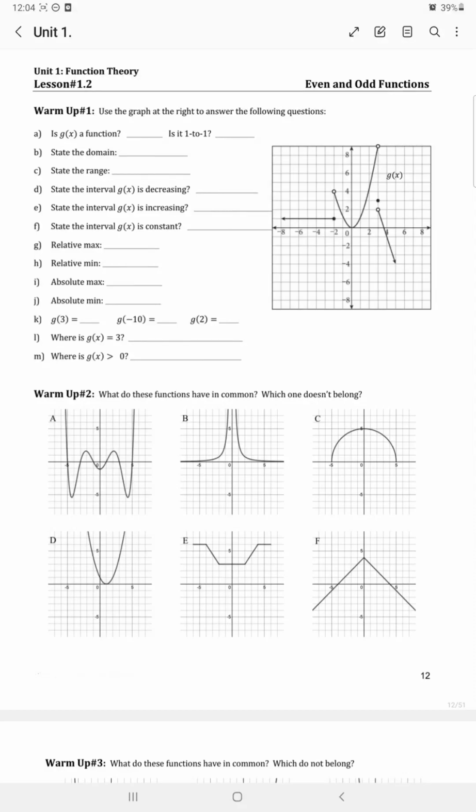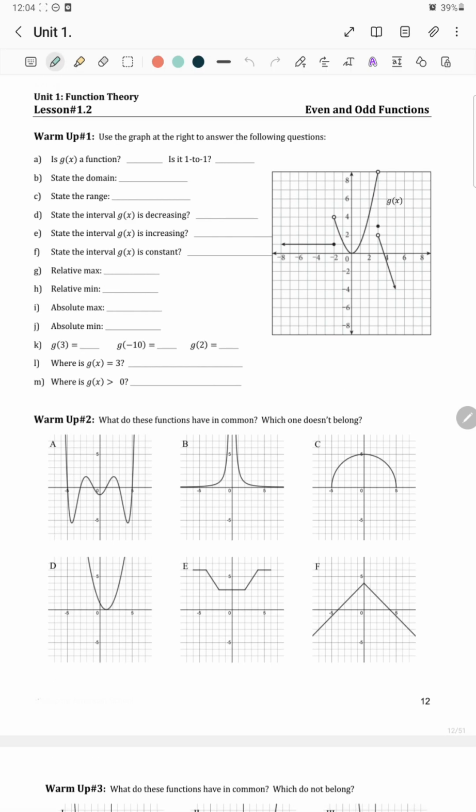Use the graph at the right to answer the following questions. Is g of x a function? Okay, first we have to see if g of x is a function or not. For a function we need to do the vertical line test, which says I have to draw a vertical line anywhere and it should meet the graph at one point.